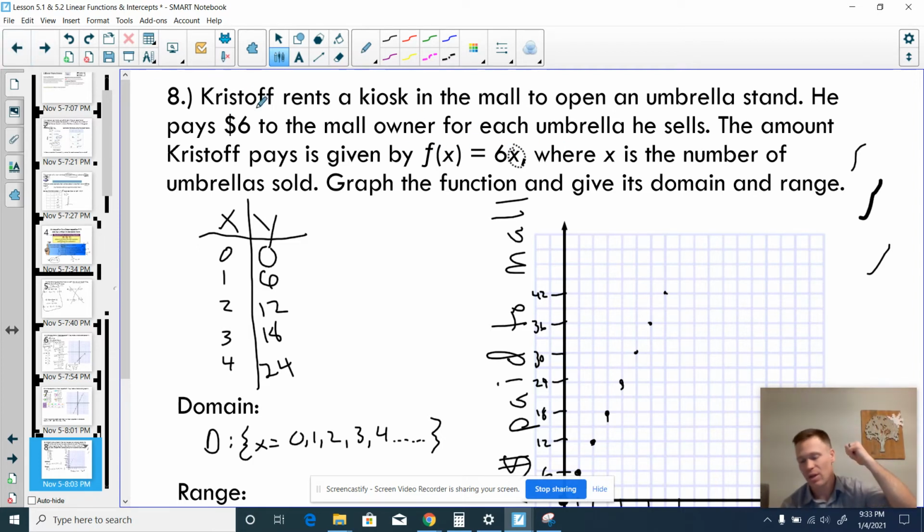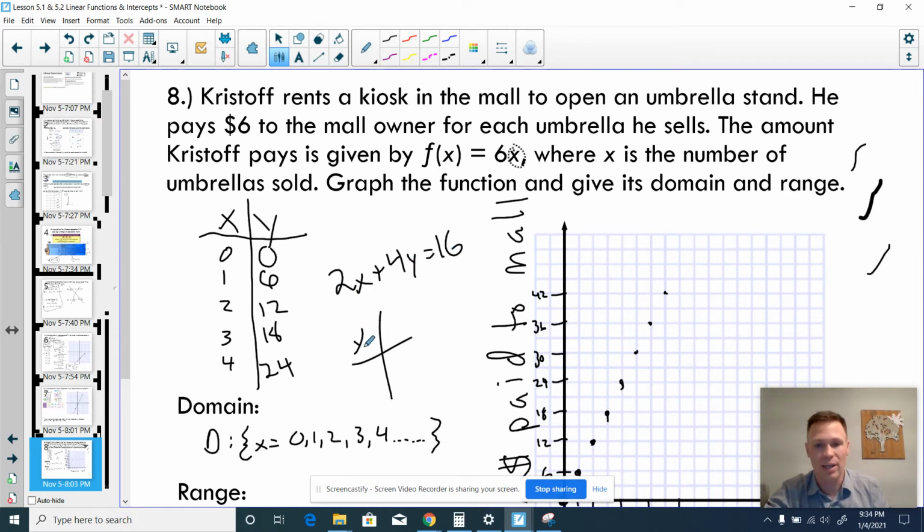I don't have any square roots. I don't have x or y in the denominator. X or y is not an exponent. X and y are not multiplied together. All that good stuff. Okay, so right now, at this point, if I give you a function, say 2x plus 4y equals 16, you should be able to make a table, substitute in x values, come up with y values, and then graph it, okay?